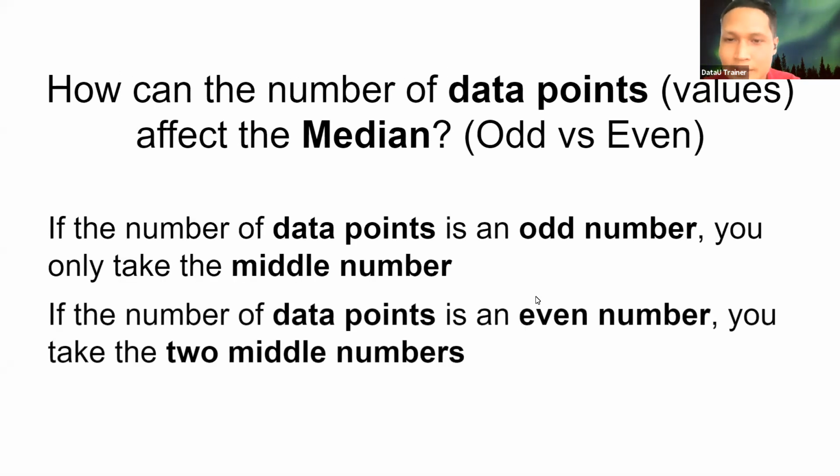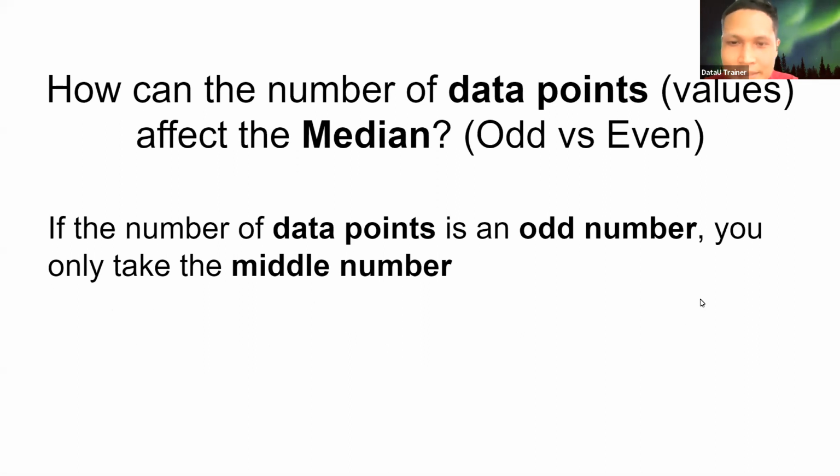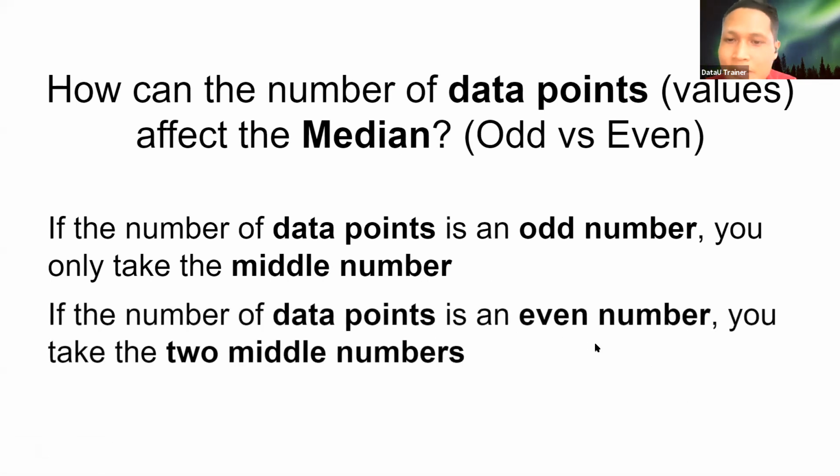All right. Okay, so here, let me give you the answer. If the number of data points is an odd number, you only take the middle number. If the number of data points is an even number, you take the 2 middle numbers, or the 2 middle data points. All right, good.